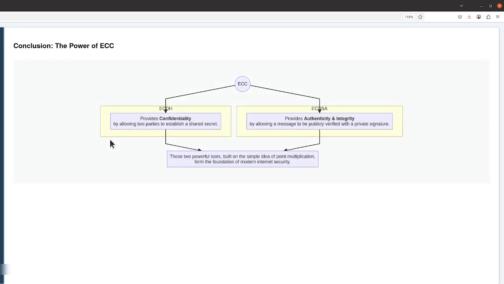Conclusion. The power of ECC. Today we've demystified the two main uses of ECC by walking through the math with simple, concrete examples. We saw how ECDH allows two parties to use point multiplication to create a shared secret out of thin air, providing the foundation for confidentiality. We also saw how ECDSA uses a combination of a private key and a secret nonce to create a signature that can be publicly verified, providing authenticity and integrity. While the real-world numbers are astronomically large, the core principles you saw today are exactly the same. This elegant and efficient mathematics is what secures our digital lives.